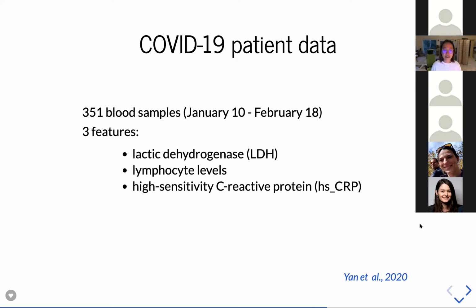Anyhow, they were able to establish an XGBoost model, and then they used the feature importance from XGBoost to select these 3 features, which are lactic dehydrogenase or LDH, lymphocyte levels, and the high sensitivity C-reactive protein or CRP. They built one single tree from these 3 features, and it turned out to perform very, very well on the test data set. So that was very impressive.